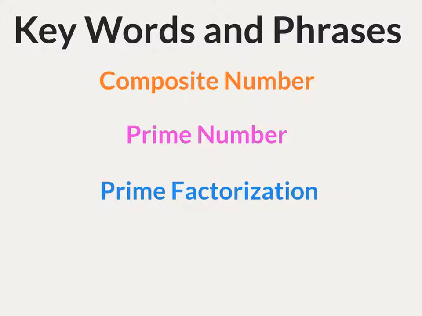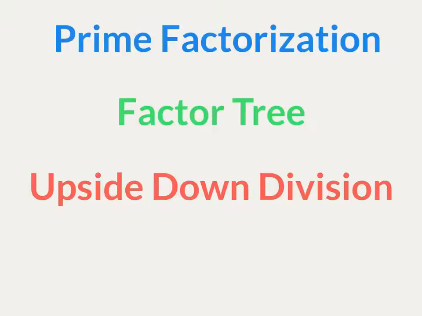Now, prime factorization. Prime factorization is when we break a number down, we decompose a number into the product of its prime numbers. And over the next few slides, I'll show you two methods that you can use in order to do prime factorization of any composite number, using a factor tree or upside-down division.